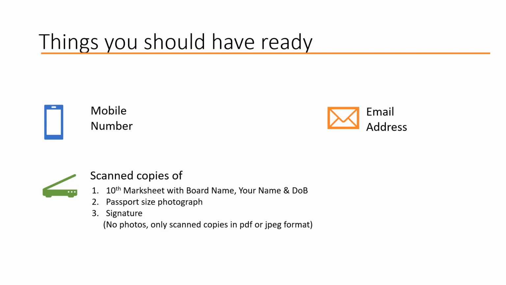Take a white paper, use blue ink, a little bit bold one, and make a signature of yours, then get it scanned. So 3 different things are scanned. One is your SSC mark sheet, 10th standard mark sheet. Second one is your passport size photograph, and third one is your signature. Signature should be as far as possible in blue ink and it should be on a white piece of paper.